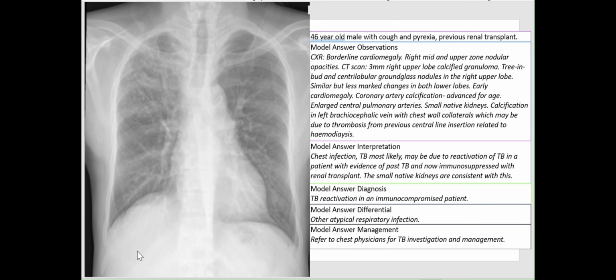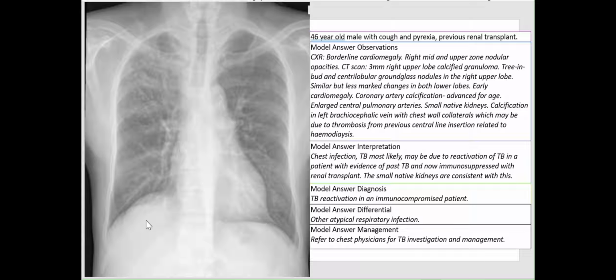So the chest x-ray here is showing nodular opacities. Okay, can you see the nodular opacities? And the reticular opacities. This is called reticulonodular opacities, seen in the right upper and the middle lung zones.